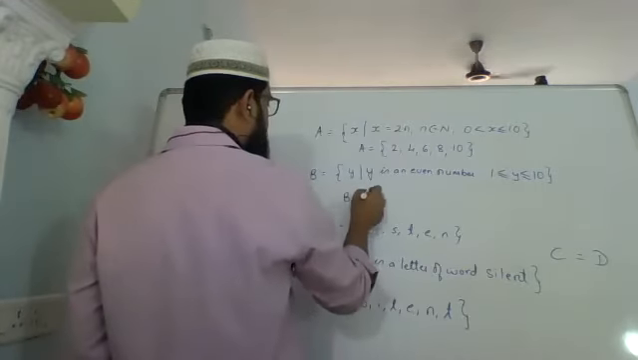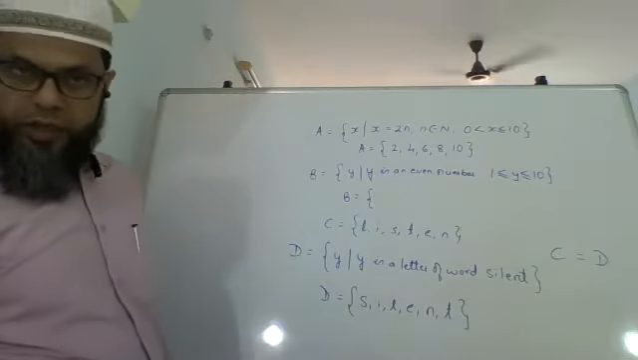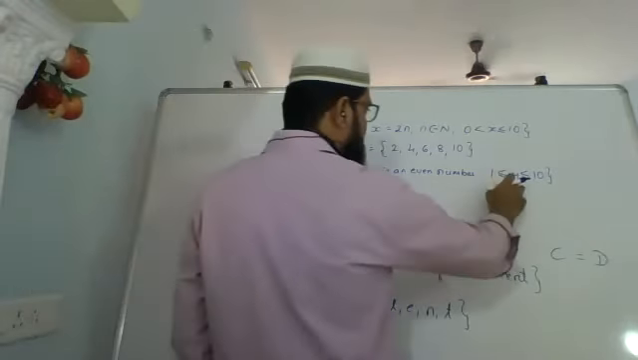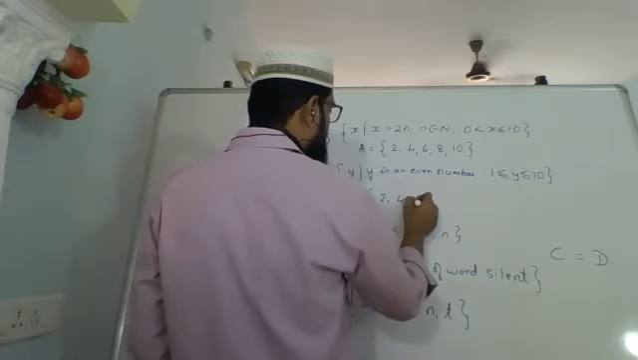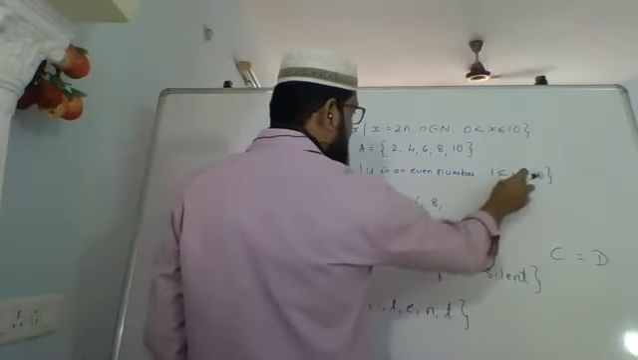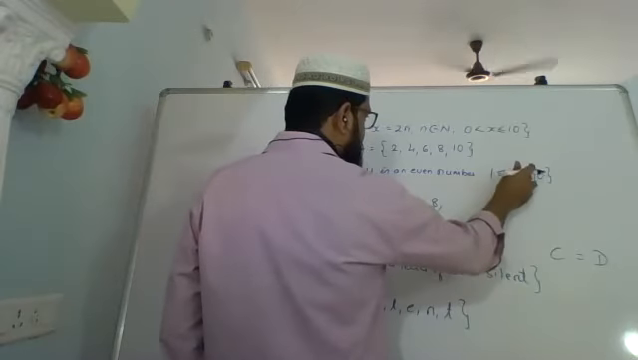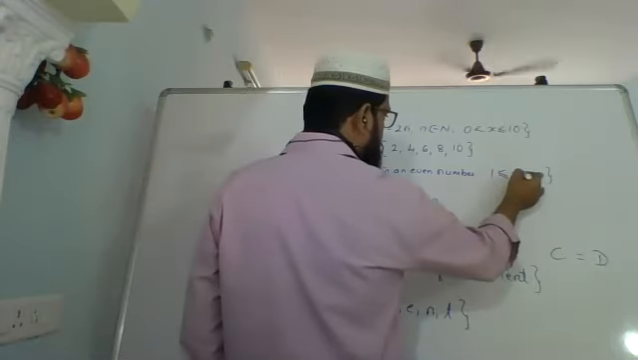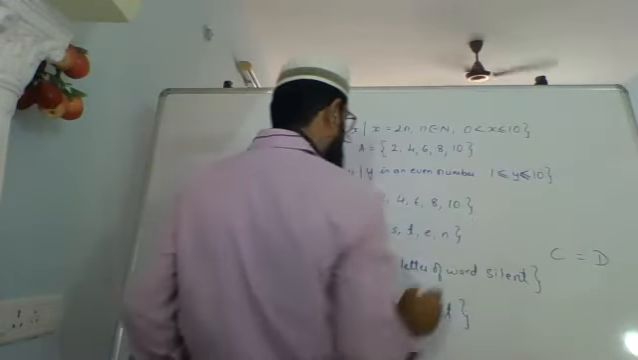Similarly here, y is an even number. Now even numbers start from 2, and go up to 10. 2, 4, 6, 8. You see there is an equal to sign. If this line was not there, then it would stop at 8. But since there is an equal to sign, y is less than or equal to 10, so 10 is also acceptable.